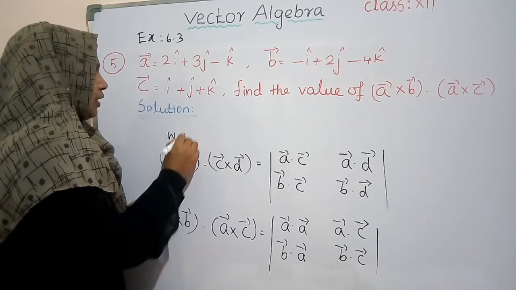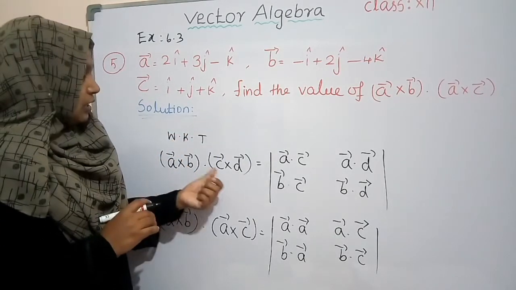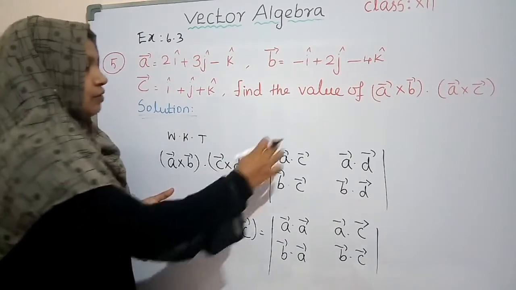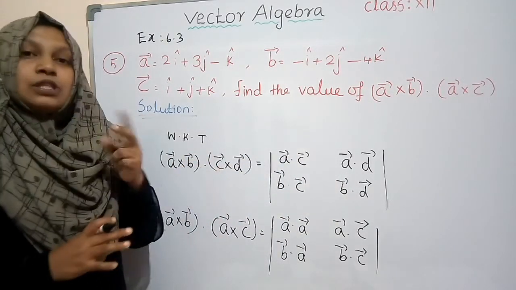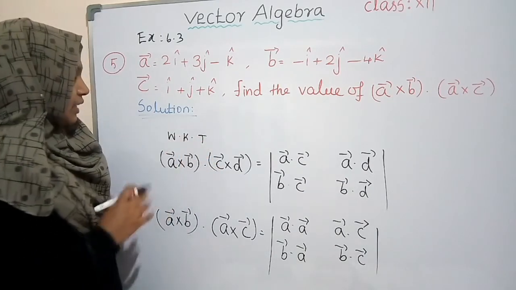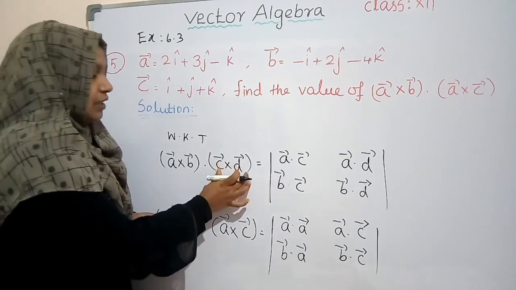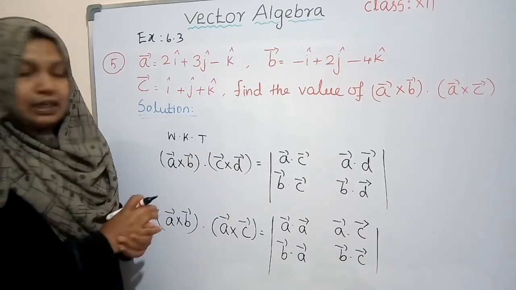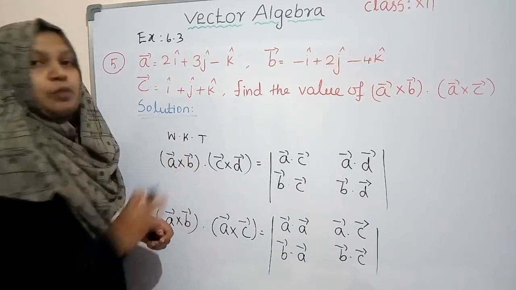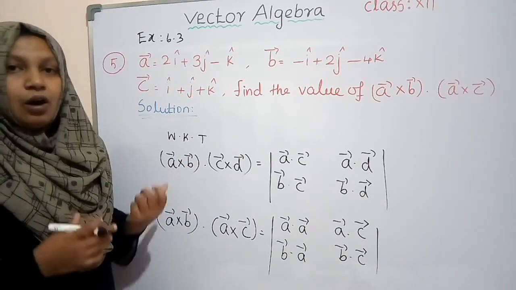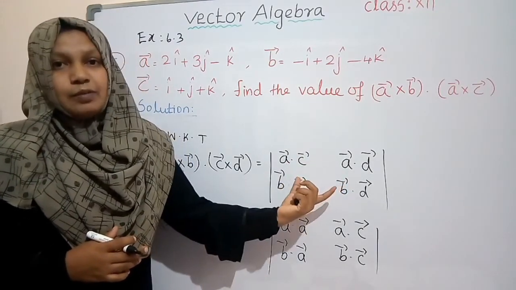So we already know that A vector cross B vector dot C vector cross D vector. How will you form this determinant value? So this value we can find out by using two methods. That is, on the left side, first you should find the cross product between A and B, then find the cross product between C and D, and after that using those two answers we have to find the dot product between them. Or you can use this determinant. So here I am going to use the determinant value.